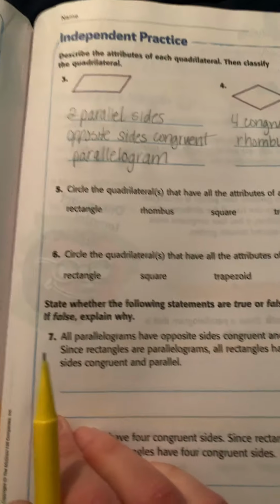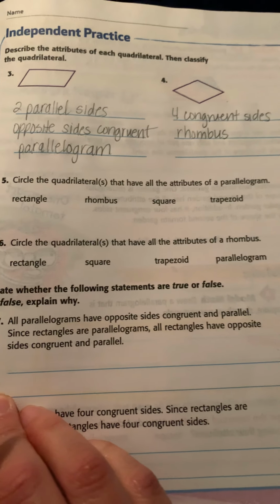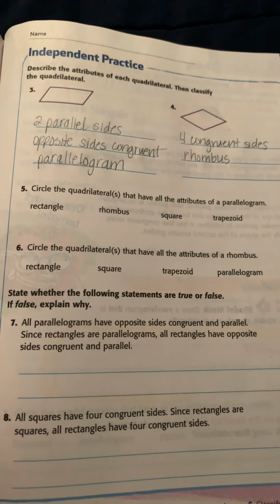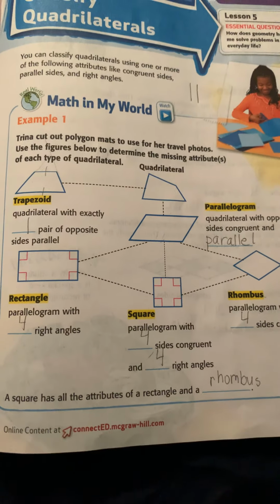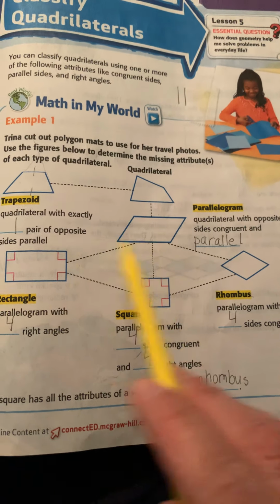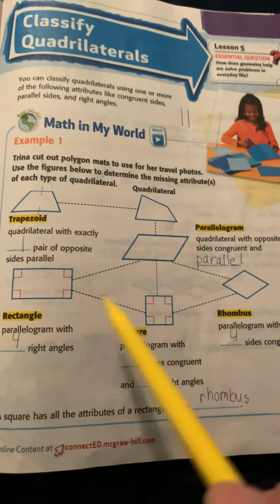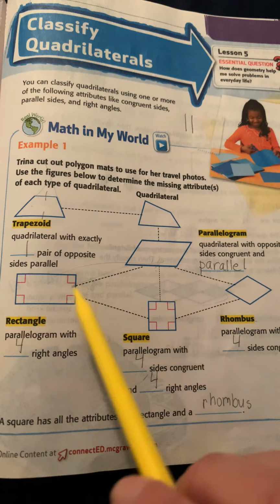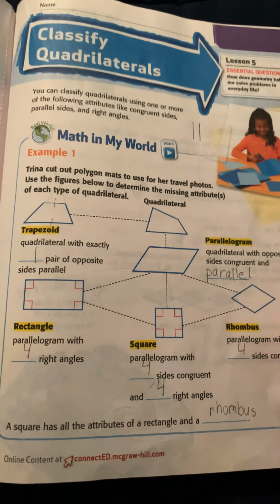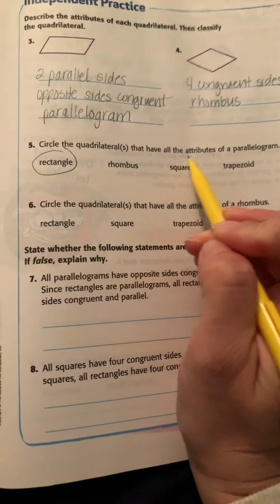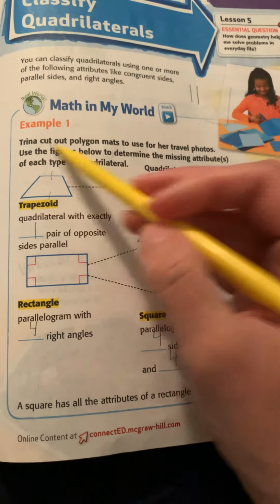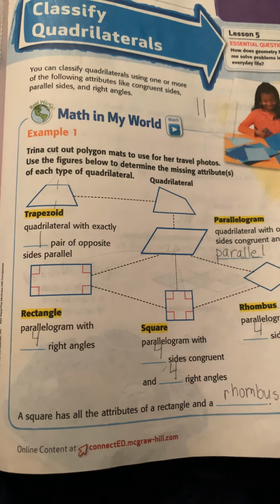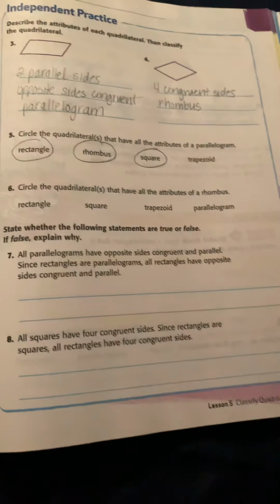Okay. Number 5 says circle the quadrilaterals that have all the attributes of a parallelogram. So again, I would use the chart on page 929 to help us. So if you look, everything that's below parallelogram has the attributes of it. So parallelograms are rectangles, squares, and rhombuses. So over here, we can circle all those: rectangle, squares, and rhombus. Trapezoids are different because, again, trapezoids look like this picture right here with only one pair of opposite parallel sides.